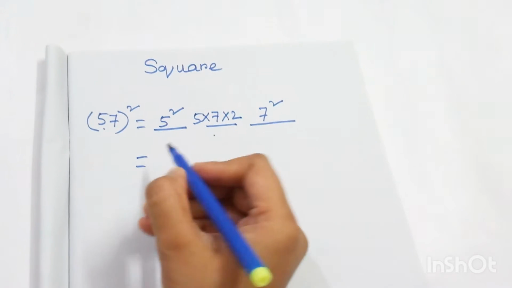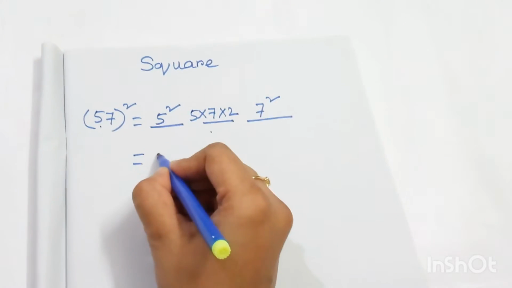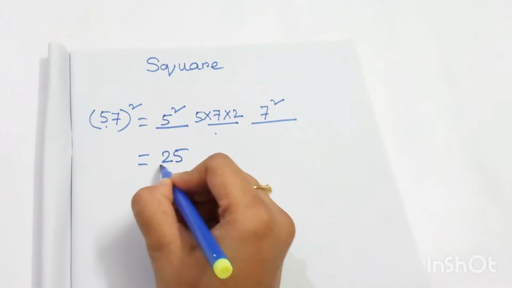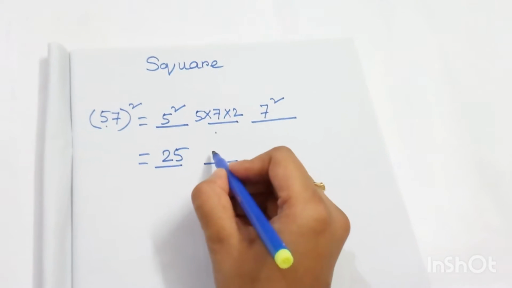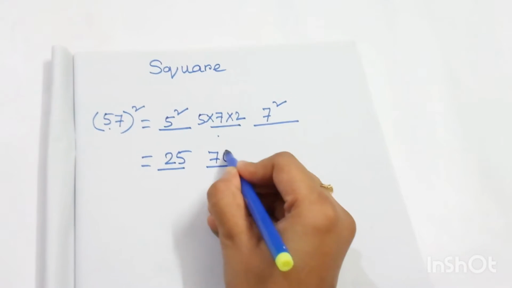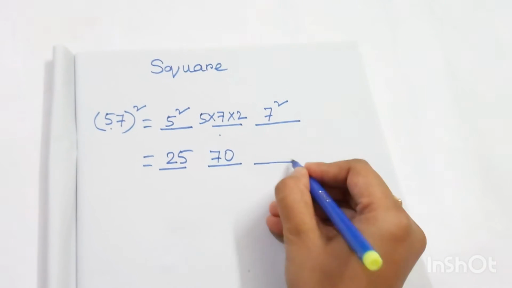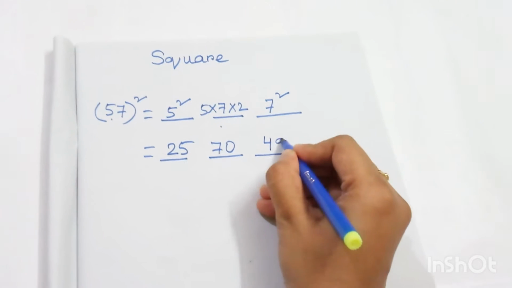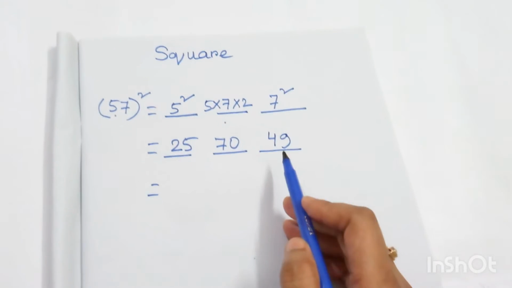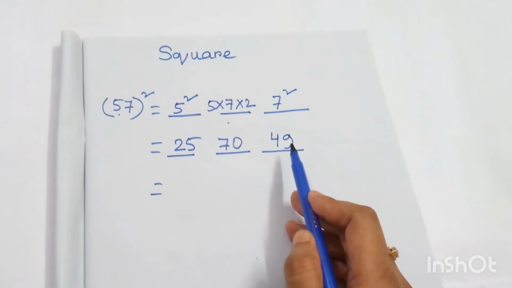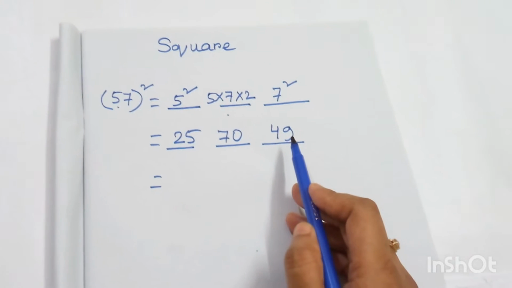So the answer, here it will be 25. Here it will be 70. And here it will be 49. So the final answer, you have to choose the unit placed digit only.